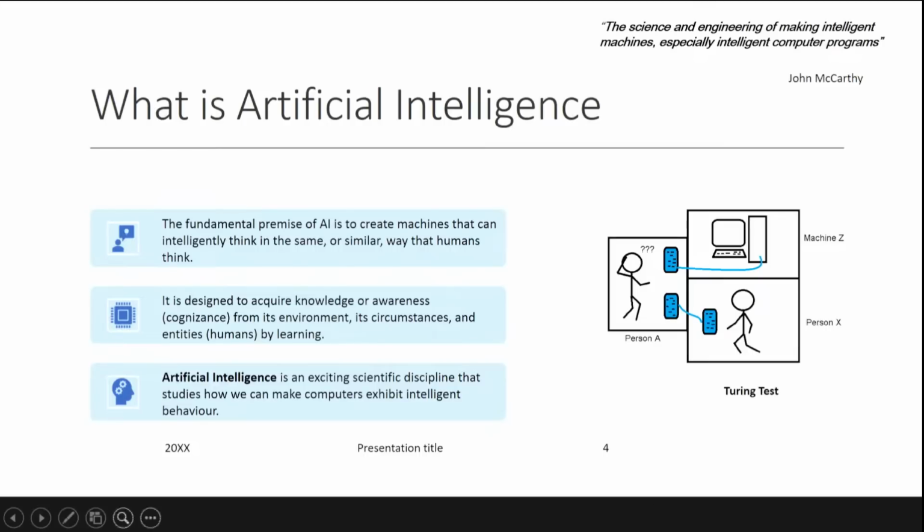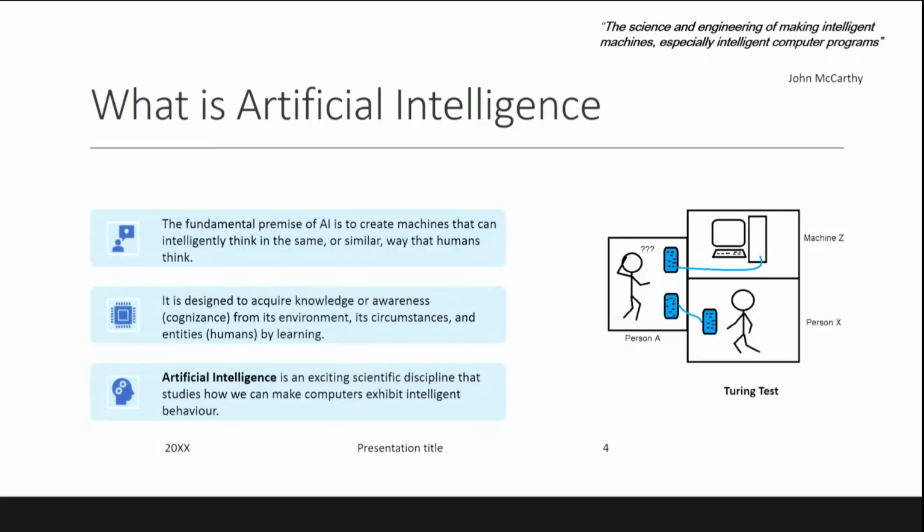So in this case, there will be a person interacting with someone in the background, but he doesn't know whether he is interacting with a machine or a human being. If the person is not able to distinguish whether he is interrogating a machine or a human, if the person cannot infer that he is interacting with a machine, then we say that the machine has passed the Turing test of intelligence.